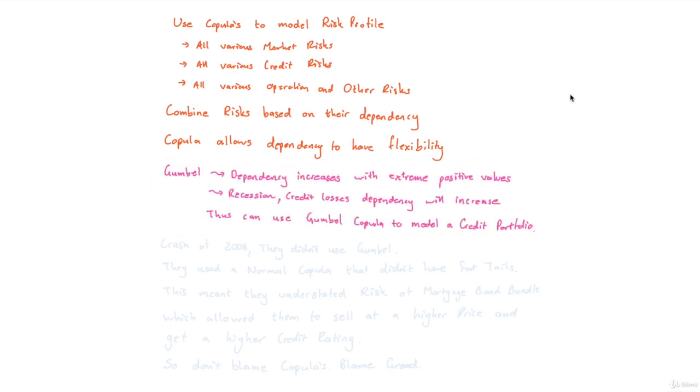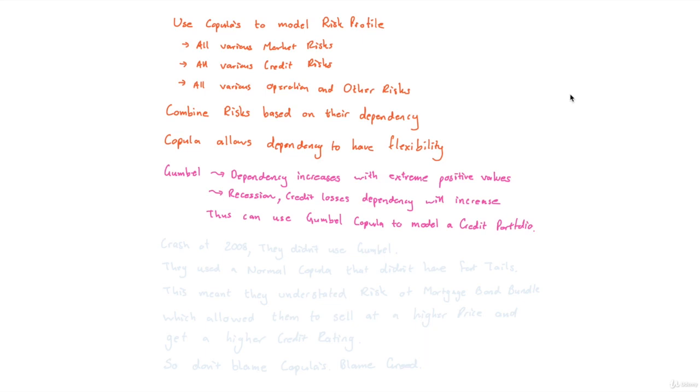Specifically, let's look quickly at the Gumbel copula. We will see that it is designed in such a way that its dependency increases with extreme positive values. That means that when we enter into a recession, we can expect a whole bunch of our credit losses to all start defaulting at the same time, or their dependency is going to increase. And the Gumbel copula will be able to capture this change in dependency way better than any multivariate distribution possibly could.